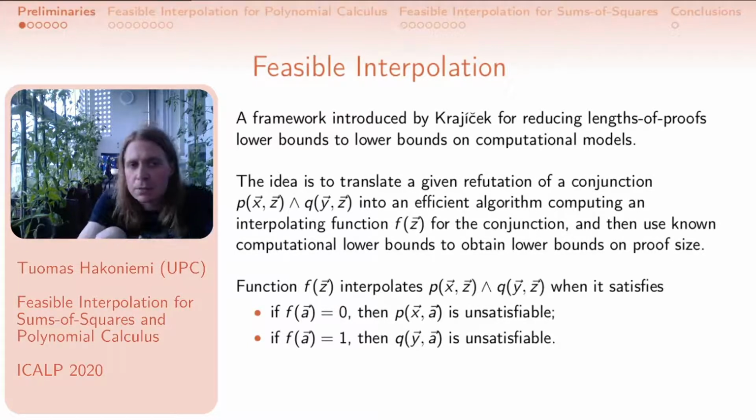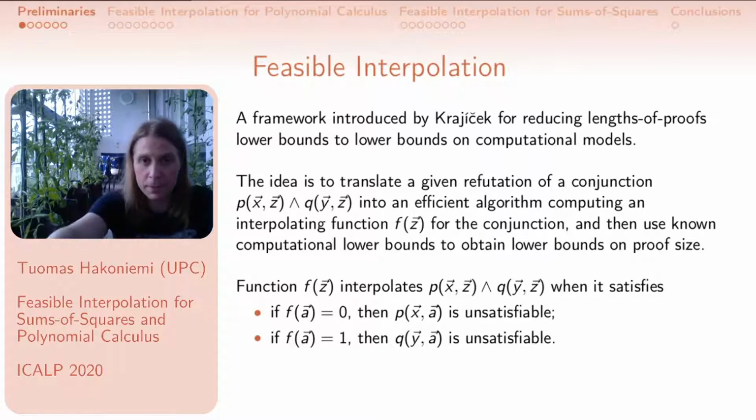So the basic idea is to translate a given refutation of a conjunction P and Q, sharing some sequence Z of common variables, into somehow efficient algorithm computing an interpolating function for the conjunction, and then use known computational lower bounds to obtain lower bounds on the proof size. So we say a function f in the variables z interpolates the conjunction if, given an assignment a to the variables z, it tells whether P or Q is unsatisfiable when z is replaced with the assignment a.